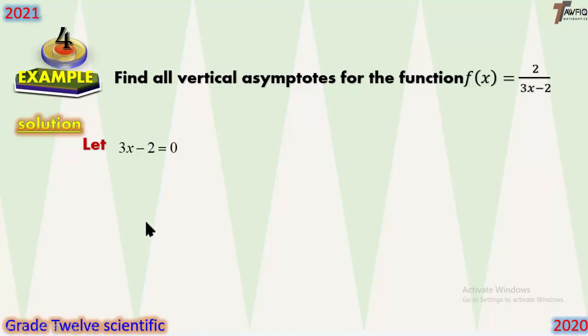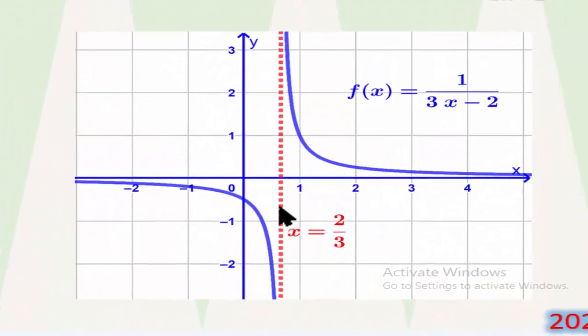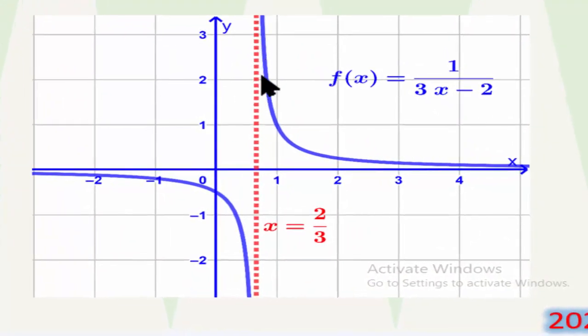Solve this equation by taking minus 2 from left to right. It becomes positive 2. And then divide both sides by 3. 3x divided by 3 is x. 2 divided by 3 is 2 over 3. Therefore, x equal 2 over 3 is a vertical asymptote, as you can see in the graph of the function.